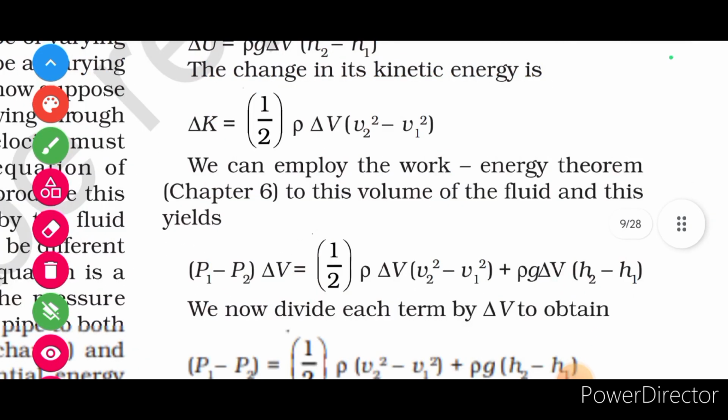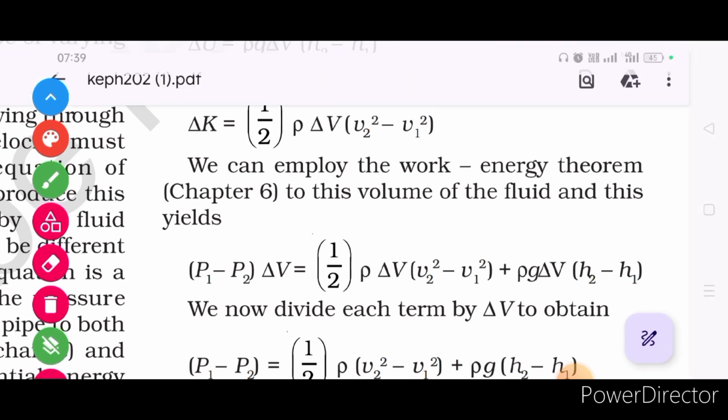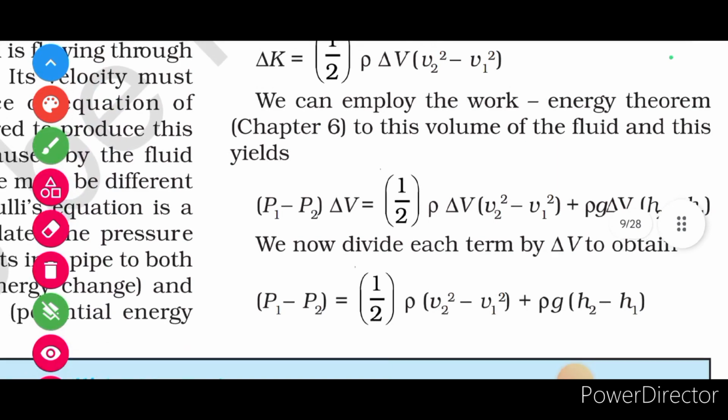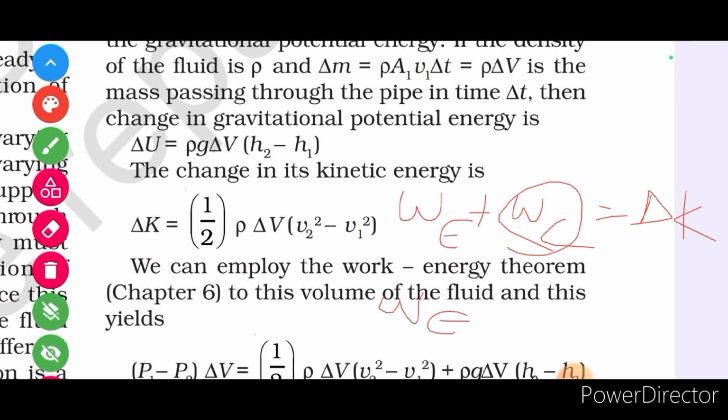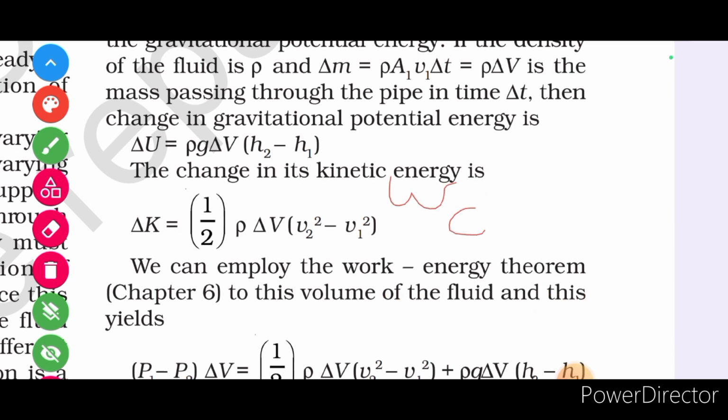Now we can employ the work energy theorem from chapter 6, that is, the work done is equal to the change in kinetic energy. Here the work done was by the external force, and we can elaborate: work done by the external force plus work done by the conservative force is equal to the change in kinetic energy. What is the work done by the conservative force? This is nothing but negative delta U, the change in potential energy. When we send this delta U to the right hand side, the work done by the external force will be delta K plus delta U.